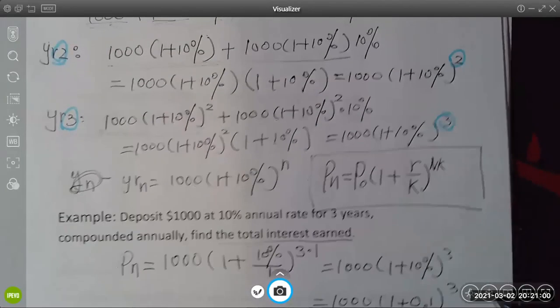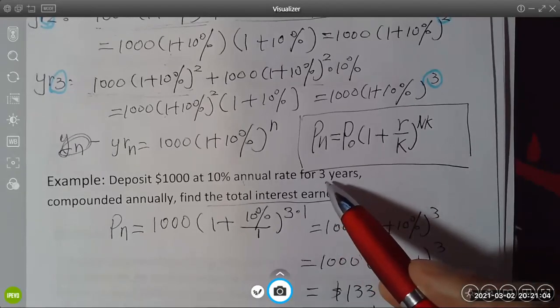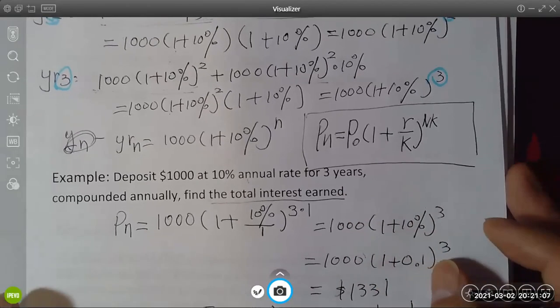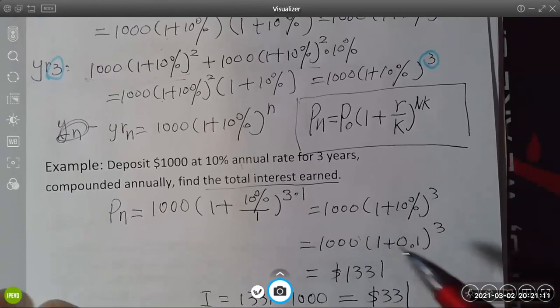But if you think about that, if we change 3 years to 30 years, what's the difference? The only difference is that we change 3 to 30. It's still the same amount of work, no difference.